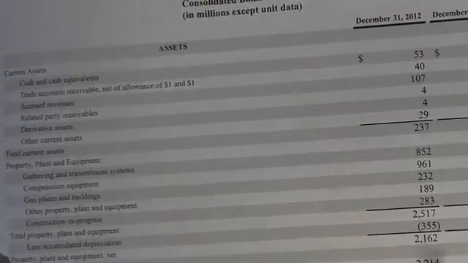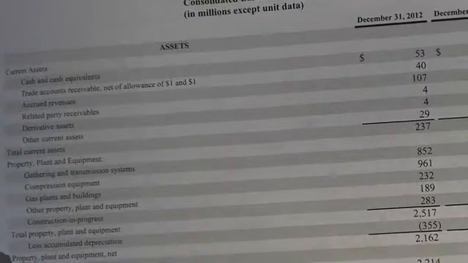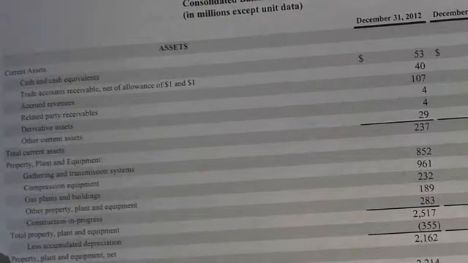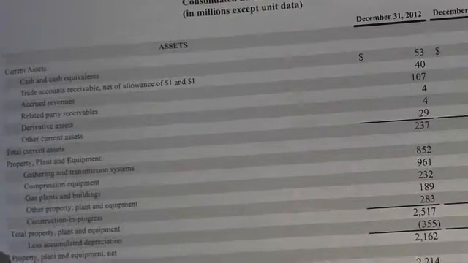And even though GAAP requires us to report derivative assets separately, this is so immaterial I wouldn't have done it. Okay? I would lump it together with other stuff. So we don't have any material items on the financial statements. Then we get the total assets.